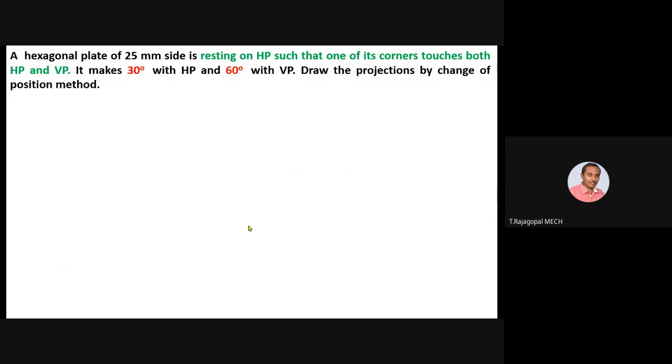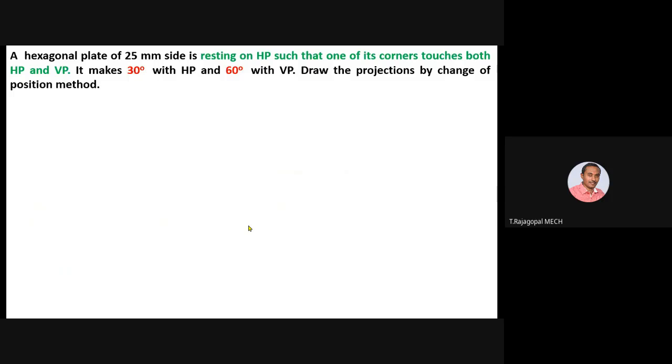Here, if you read this question, as we discussed in the previous cases, we have to understand the concept first. Resting on HP by corner. So corner has to be touched on both HP and VP. So first, being resting on HP, we have to fix the hexagon. Keep the hexagon by corner is touching on HP, similar to the previous problem. Okay, corner is touching on HP. If I rotate by 90 degree, two edges will be parallel to XY. So simple question is same.